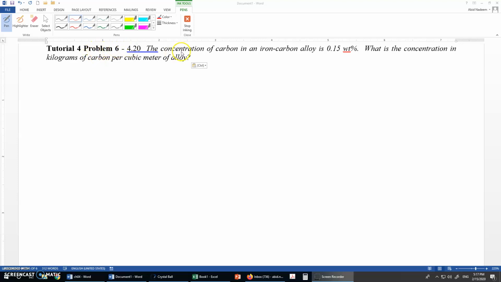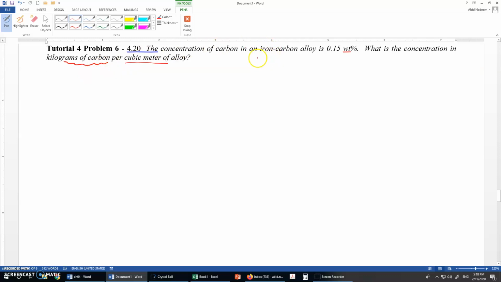Problem 6. The concentration of carbon in an iron carbon alloy is 0.1% by weight. What is the concentration in kilograms of carbon per cubic meter of the alloy? Okay, so we have been asked kilogram of carbon per cubic meter of alloy. So it's something like the density, the same quantity as the density.